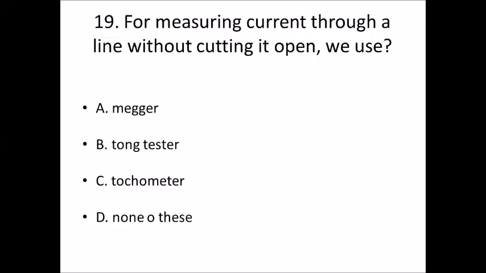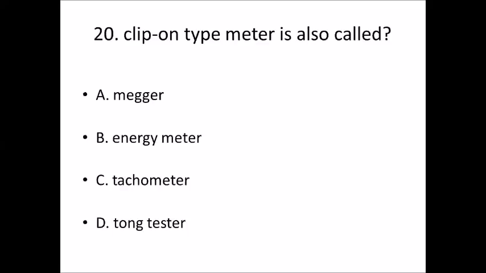19th one. For measuring current through a line without cutting it open, we use dash. Option A, Megger. Option B, tong tester. Option C, tachometer. Option D, none of this. Answer guess cheyandi. Answer వచ్చేసి option B, tong tester.